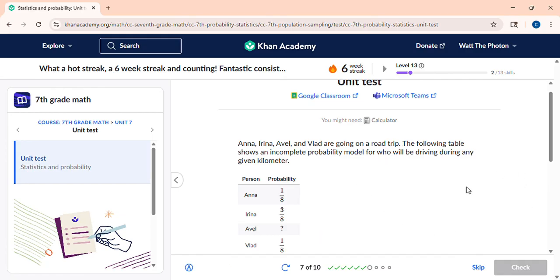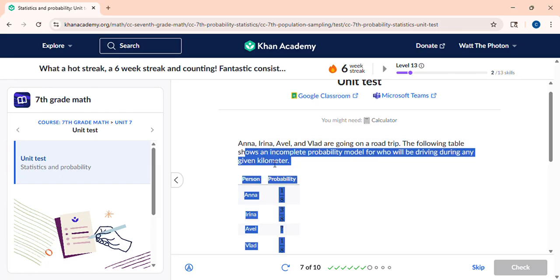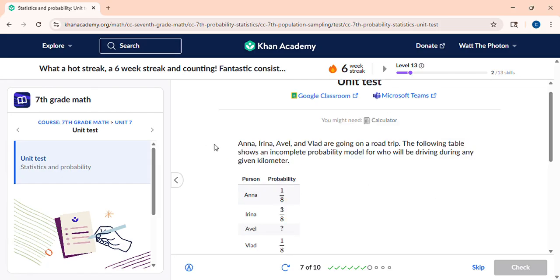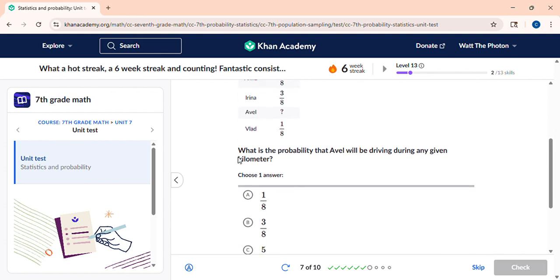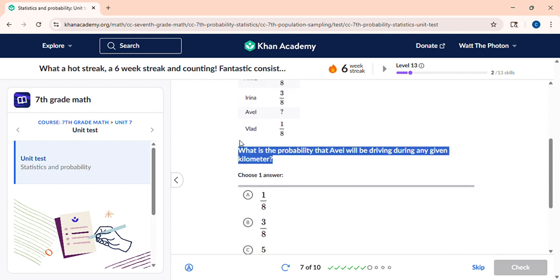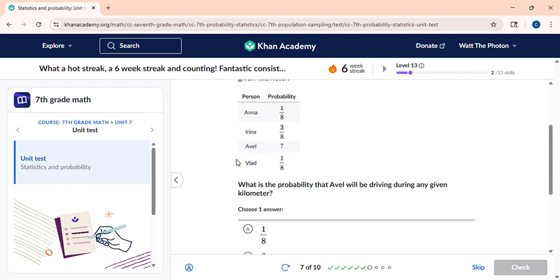Irina, Ava, and Vlad are going on a road trip. The following table shows an incomplete probability model for who will be driving during a given kilometer. What's the probability that Ava will be driving during any given kilometer?